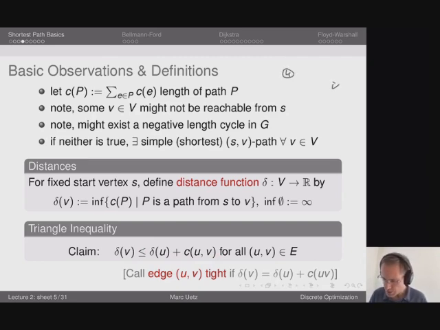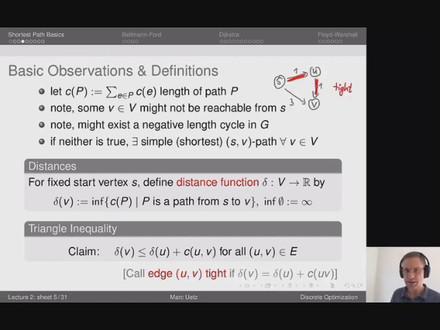We have U and we have V, and there might be a path to reach vertex U. There is an edge from U to V which has a certain cost, and then the shortest path from S to V, this one here, cannot be longer than this specific path here because it's the shortest path. And we call edges tight when they actually lie on a shortest path.